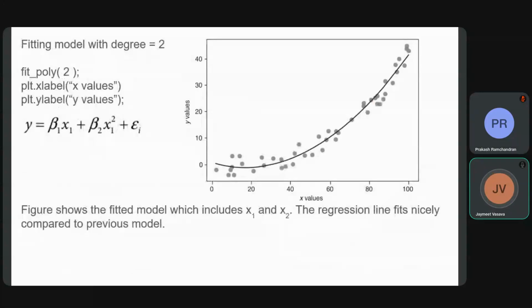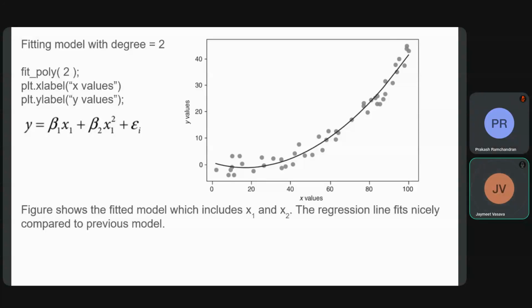For the value of degree 2, you can see that as it's not a linear relationship, a non-linear relationship is able to be represented quite nicely with the degree value of 2. And you can see also it's a functional form.